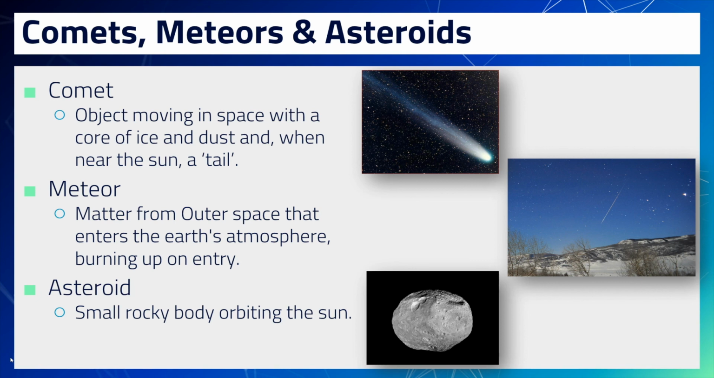Finally, we have asteroids, and these are small rocky bodies that orbit the sun, so similar to meteors, but they're not falling through the Earth's atmosphere. They're really small. They're not big enough to be a planet or have any of the other characteristics, and they don't orbit a planet themselves, so they're not a moon, but rather they're small rocky bits that orbit the sun. And so that's what an asteroid is.